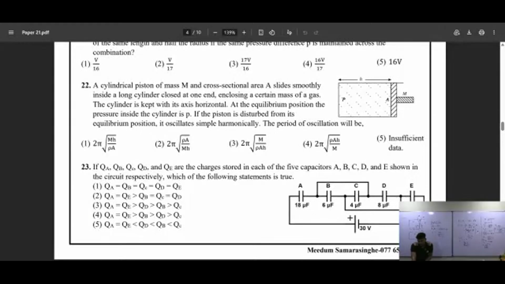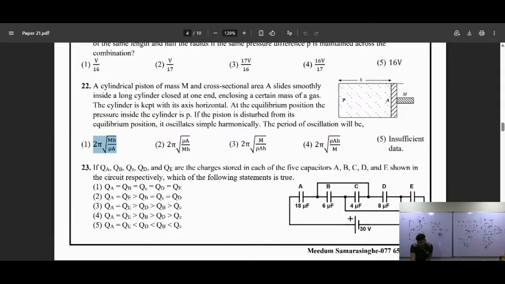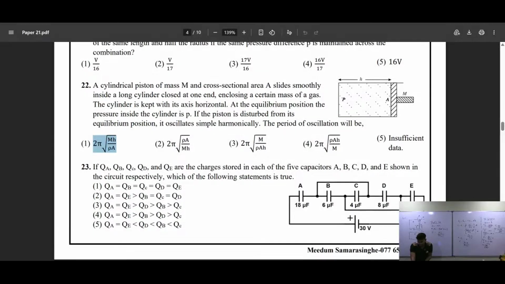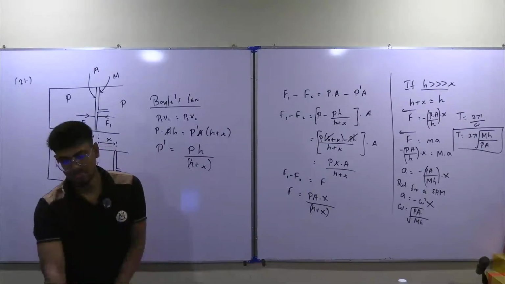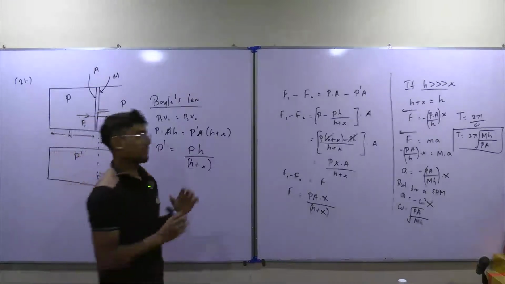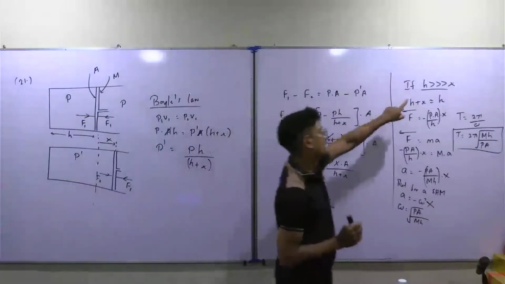So the answer is 2 pi root MH over PA. That is not rho A, that should be PA. Here, this is not rho, this is P, okay? So the answer is the first one. Now for the question, we have to take this assumption.